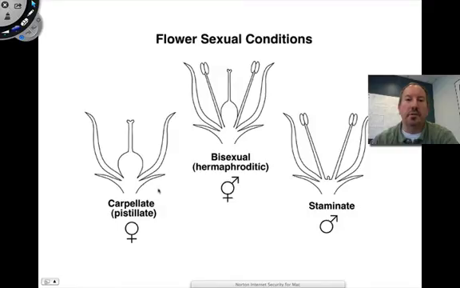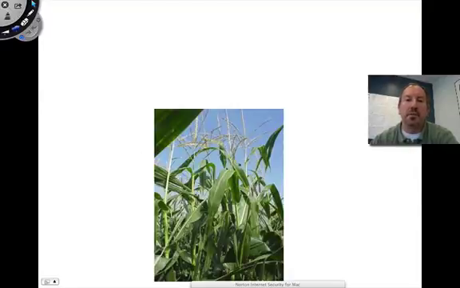They're unisexual flowers. Now check that out. So there's staminate ones, only producing stamen. There's carpellate, only producing the female. And then this is your bisexual one, right here, producing both male and female. Now what's the significance of this?